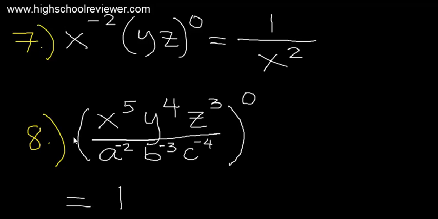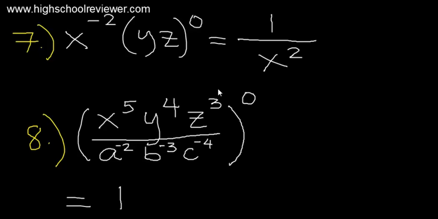And for number 8, we have the quantity x raised to 5, y raised to positive 4, z raised to positive 3, all over a raised to negative 2, b raised to negative 3, and c raised to negative 4. But the whole quantity here is raised to 0. Since the whole quantity is raised to 0, that means that the answer for number 8 is positive 1.